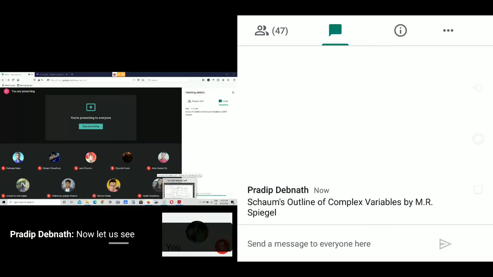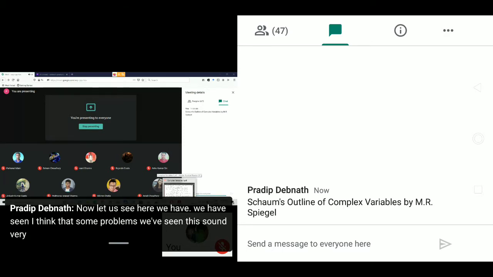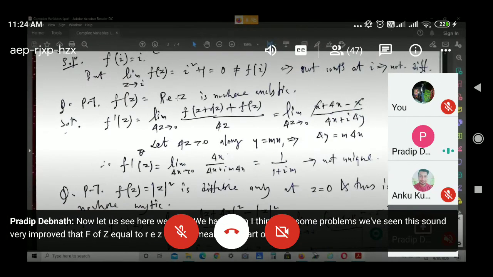Now let us see another example. This one we have seen. I think some problems we have seen. Let's discuss another example. Prove that f of z equal to Re z. Re z means the real part of z.